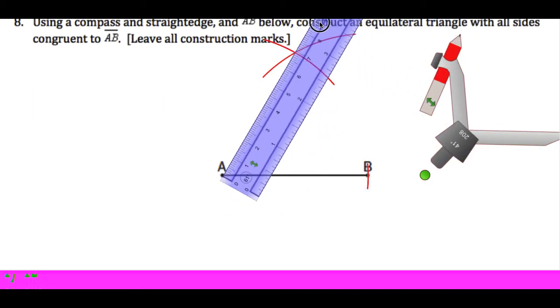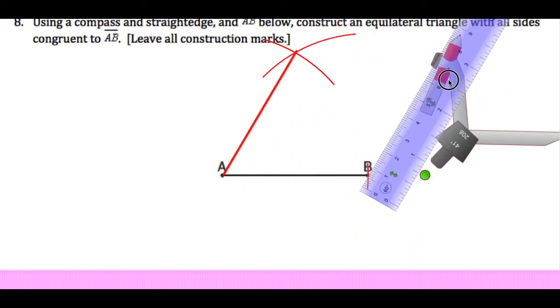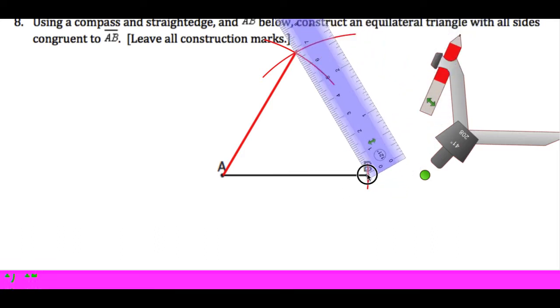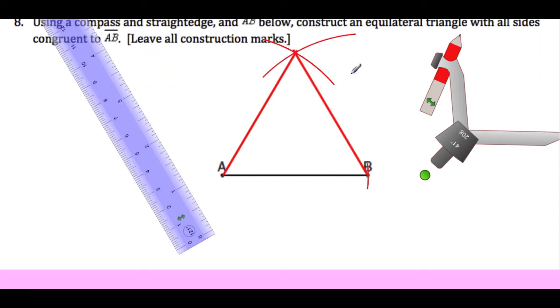Then using a straight edge, you can draw the line. There it goes. That's supposed to be an equilateral triangle. Alright, great. Let's look at number 9.